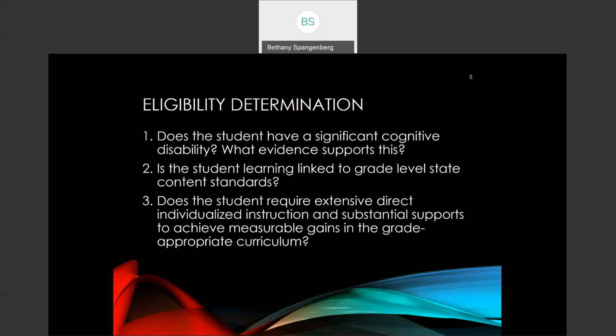There are 3 questions regarding eligibility determination. Does the student have a significant cognitive disability? Is the student learning linked to grade level state content standards? And does the student require extensive, direct, individualized instruction and substantial supports to achieve measurable gains in the grade appropriate curriculum? LEAs may not change eligibility criteria in order to meet the 1% threshold. We will look at each of these criteria individually.